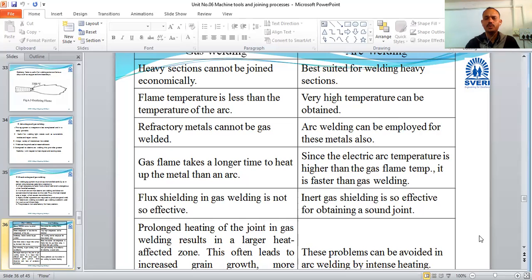Have you drawn the diagram for gas welding? Yes. No, sir, I have not drawn the gas welding one. Not drawn? No. I'll search if some good diagram is there on the internet. If not, then we will draw the same.